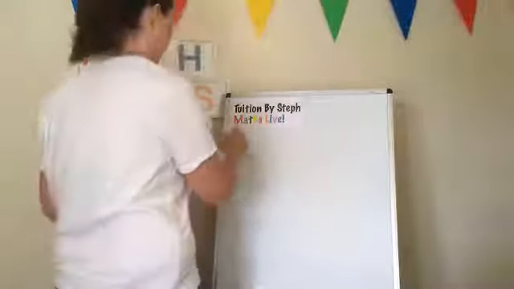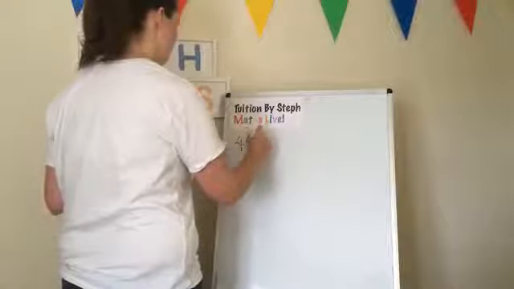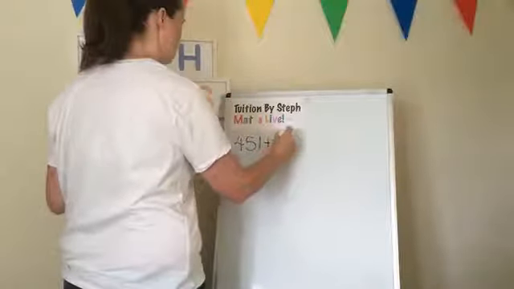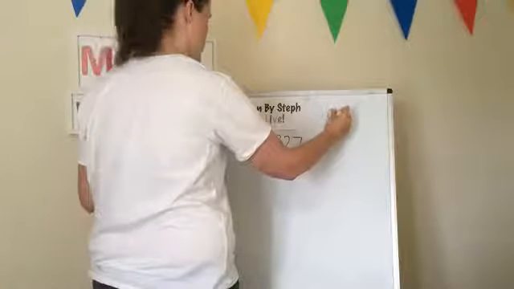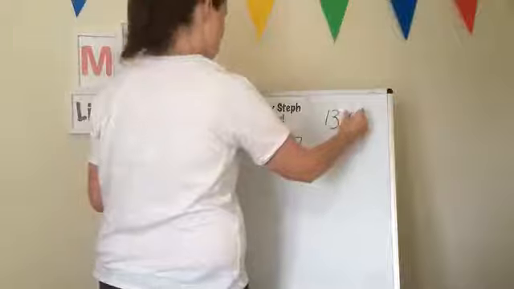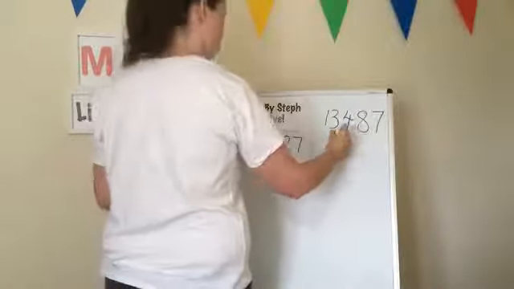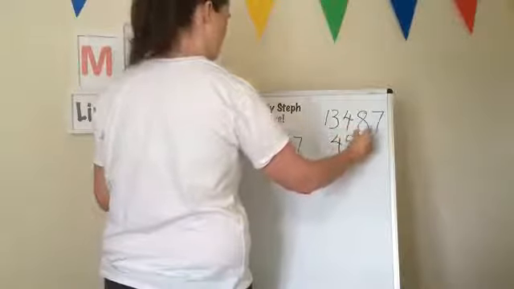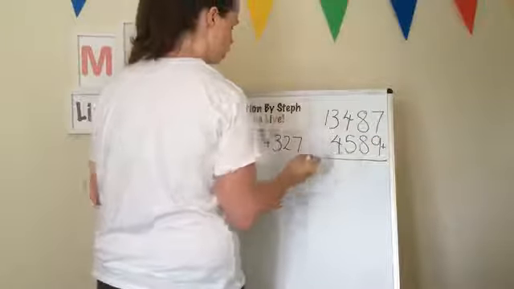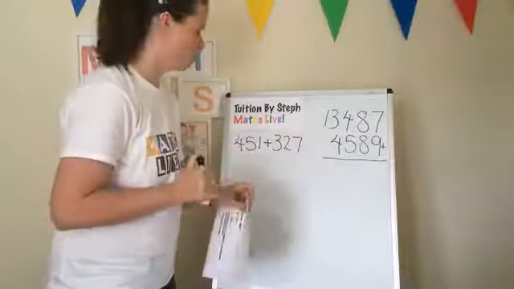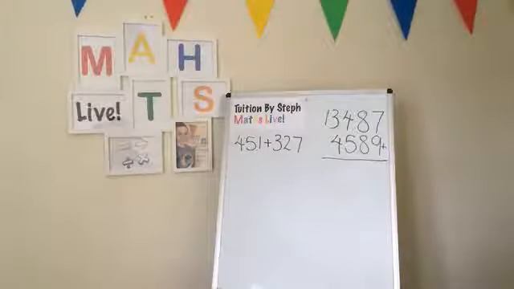Here are your 2 questions. I would check them if you've already done them. So question 1 was 451 plus 327. And question 2 was 13,487 plus 4,589. Okay, those were your 2 questions. Have a go at them. I'll give you minutes or so, maybe a little bit longer. If you already had a go, check.